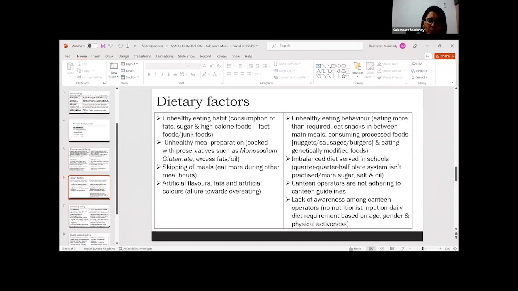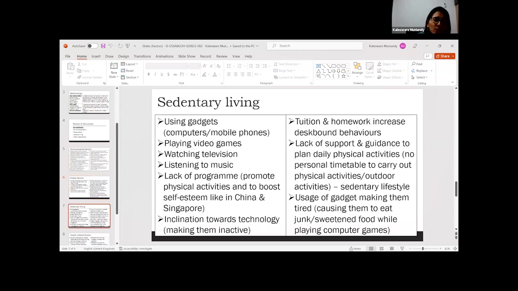School is supposed to serve food according to the quarter hot plate system, but it is not done in school, and they use more sugar, salt, and oil at school. Canteen operators are given guidelines, but they're not following the guidelines because there is not enough awareness among canteen operators, and they're not getting enough input from nutritionists to plan the diet when it comes to age, gender, and physical activeness. Sedentary living is also causing obesity among children.